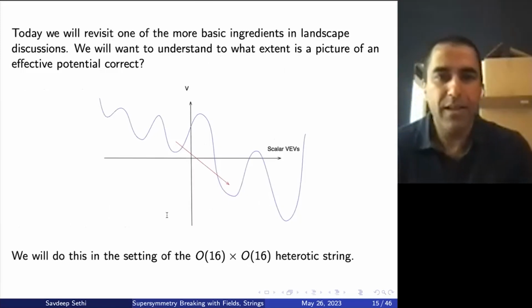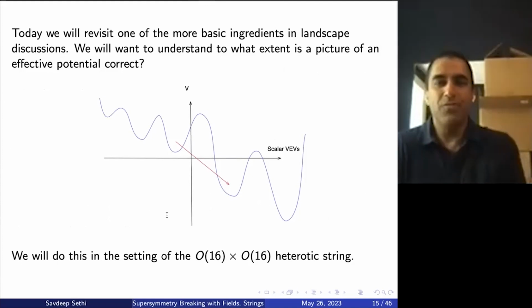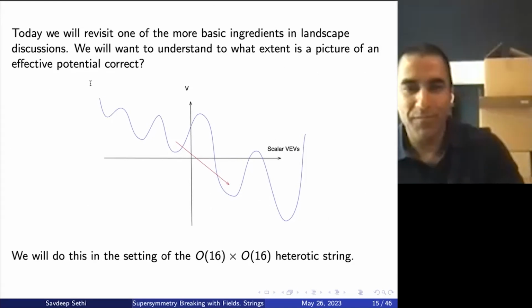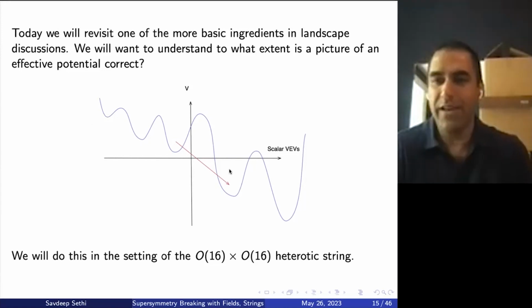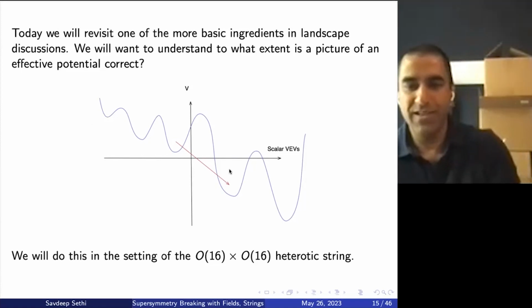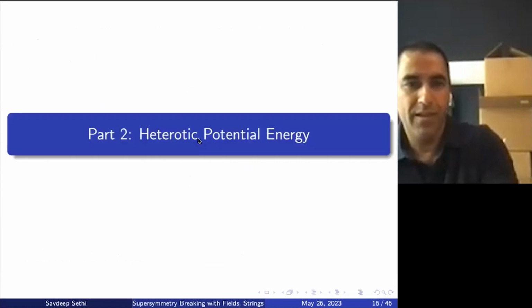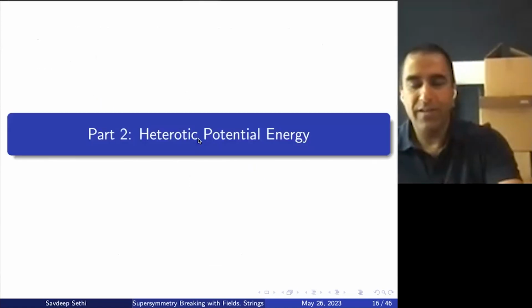All right, today I want to revisit one of the most basic ingredients in all these landscape discussions, which is to what extent should we draw a picture like this picture of the effective potential? Something that looks like this, that we might draw in classical mechanics, and you can imagine a ball rolling around from vacuum to vacuum. And we're going to try to explore this question in the context of the O(16) cross O(16) heterotic string. Okay, so I'm going to come to the second part then, which is the heterotic potential energy.